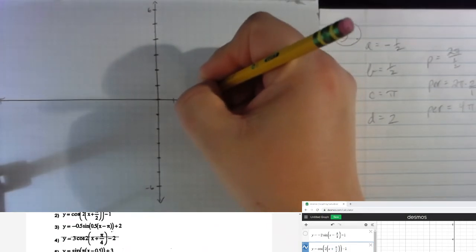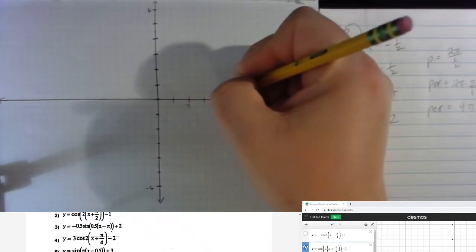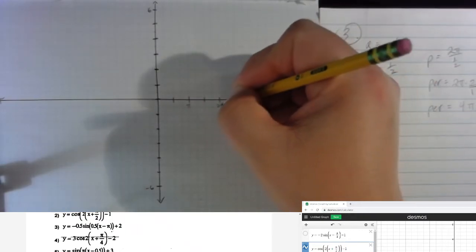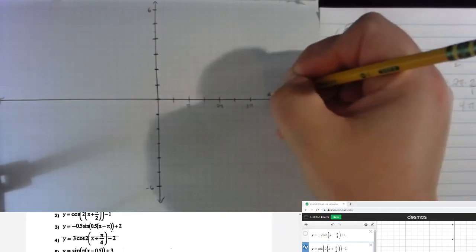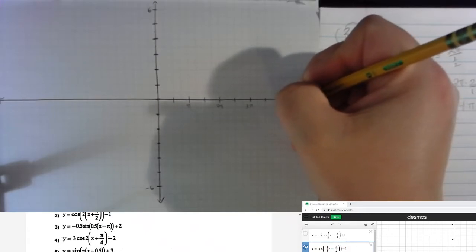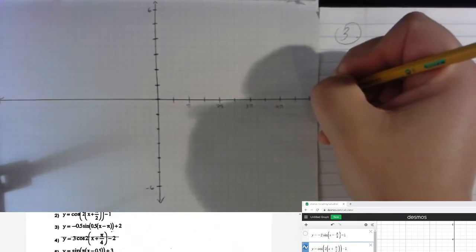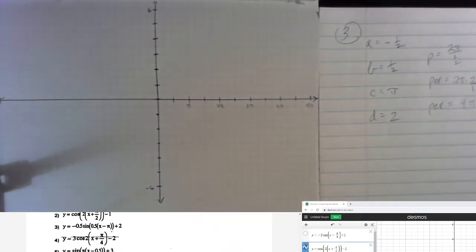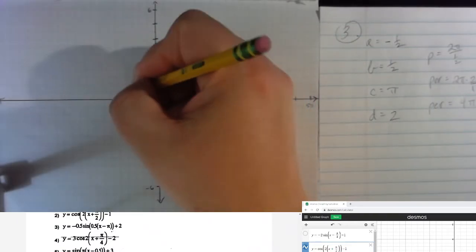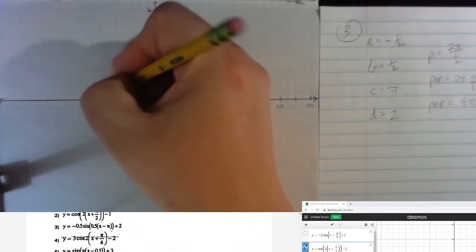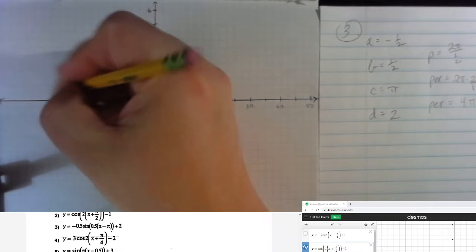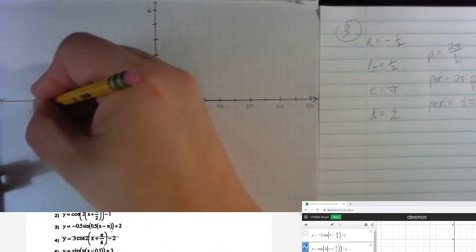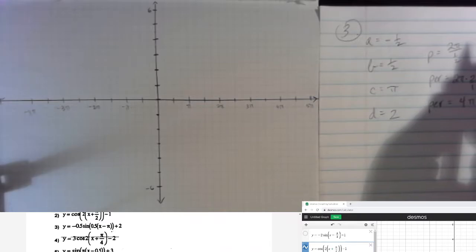So 1/2 a pi, 1 pi. 1/2 a pi, 2 pi's. 1/2 a pi, 3 pi's. And 1/2 a pi, 4 pi's. And 1/2 a pi, 5 pi's. There we go. And let's see. Oh, I guess we better count backwards too. So 1/2 a pi, negative 1 pi, 1/2 a pi, negative 2 pi's, 1/2 a pi, negative 3 pi's, and 1/2 a pi, negative 4 pi's. That should do it.